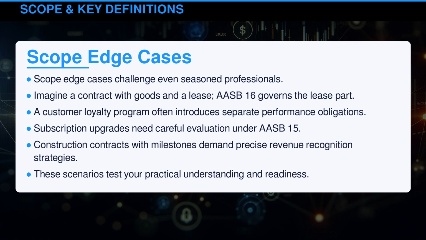Scope edge cases challenge even seasoned professionals. Imagine a contract with goods and a lease. AASB 16 governs the lease part. A customer loyalty program often introduces separate performance obligations. Subscription upgrades need careful evaluation under AASB 15. Construction contracts with milestones demand precise revenue recognition strategies. These scenarios test your practical understanding and readiness.